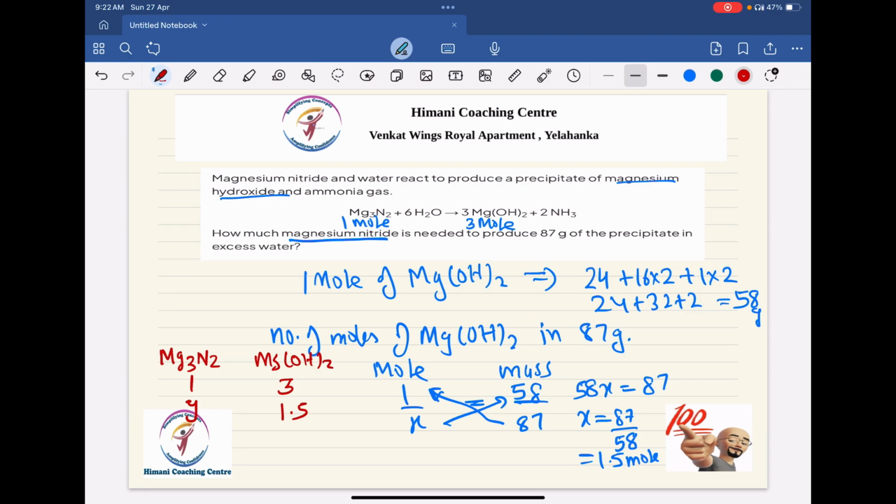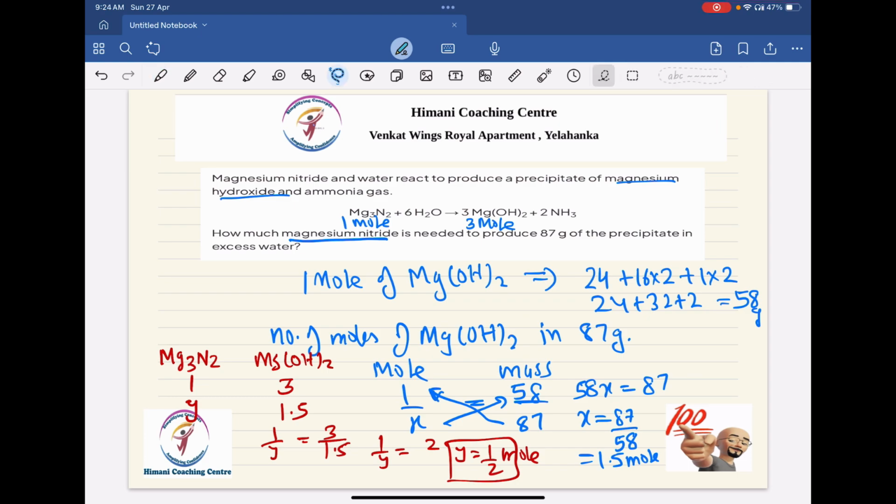So you can see that 1 by Y is equal to 3 by 1.5, or 1 by Y is equal to 2, or Y equals half. Okay, so Y is half a mole. So we have got half a mole of Mg3N2. Now we have to find the mass of magnesium nitride in half a mole.